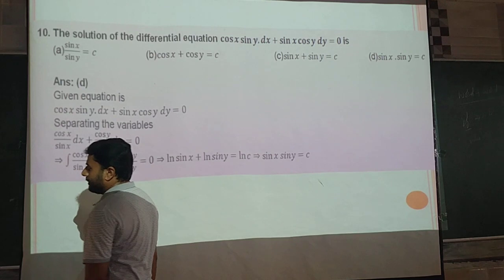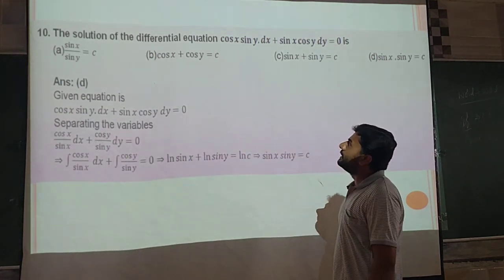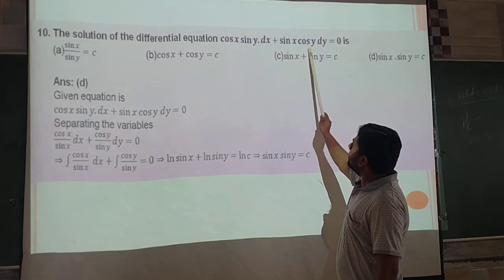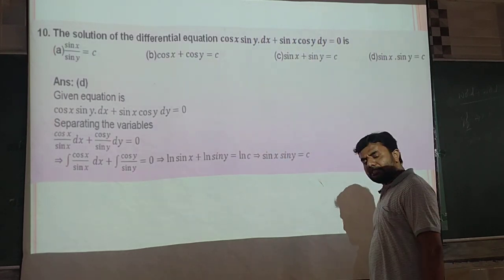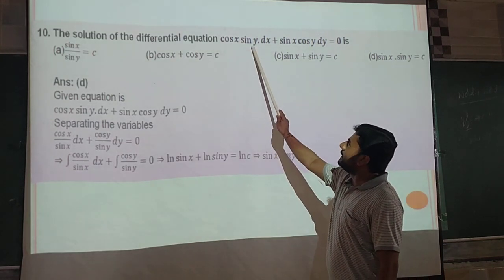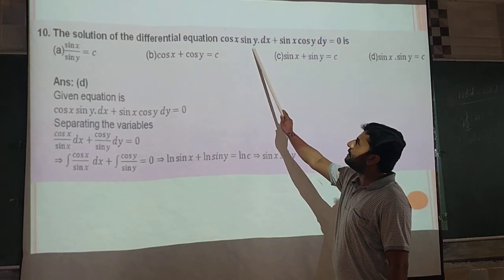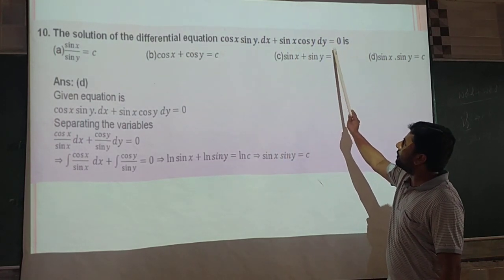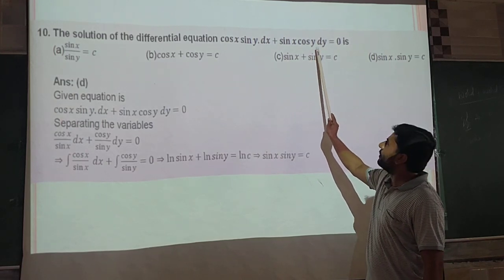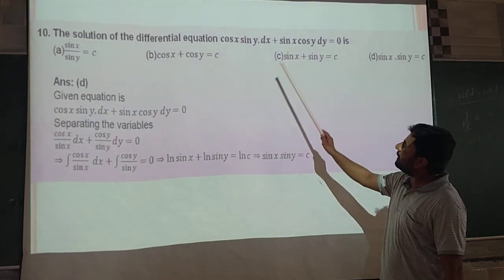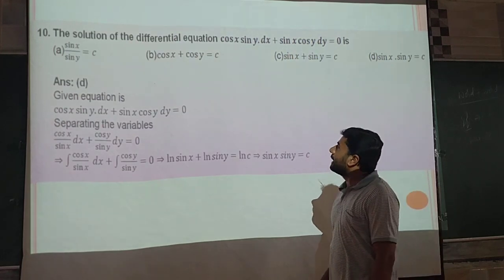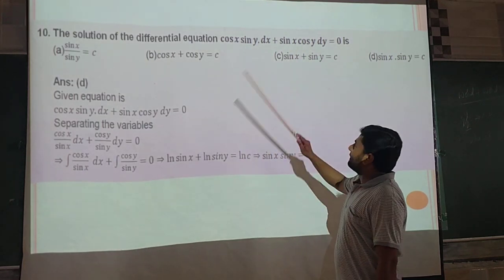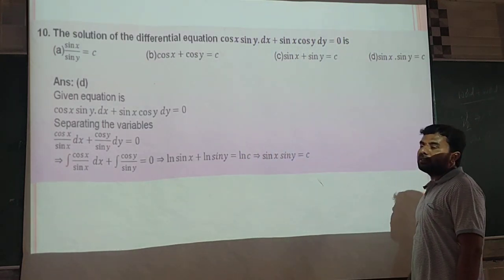The next question: the solution of the differential equation cos x sin y into dx plus sin x cos y into dy is equal to 0, which is also solved by the variable separable method. Here sin y dx has cos x, so sin y is kept with this part, plus sin x cos y into dy, with cos y dy and sin x kept with it. Then we divide the given differential equation by sin y and sin x.